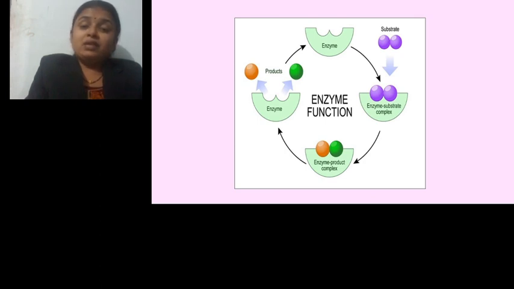and as the product is no more complementary or compatible with the active site, it is kicked out of the active site by the enzyme. And here the enzyme is active again to interact with a similar substrate. Here the enzyme is unaltered and unconsumed. And that's why enzymes are required in very small quantity during any biochemical reaction.